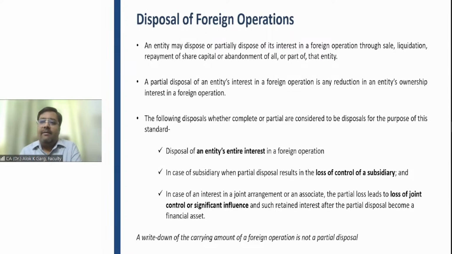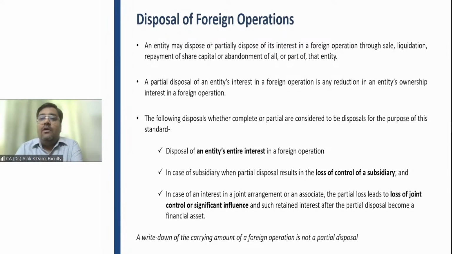Third, I have a subsidiary where I had 100% control, or let's say 90% control. Now I have sold a 30% stake and now I have a 60% stake. So I am still controlling, but my stake has been reduced. I have given you three scenarios, where one is a 100% disposal, where I have sold my entire stake.